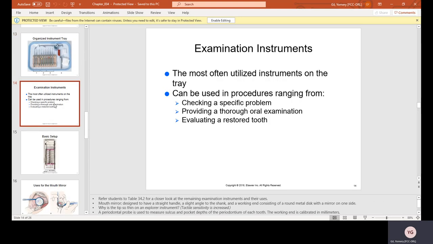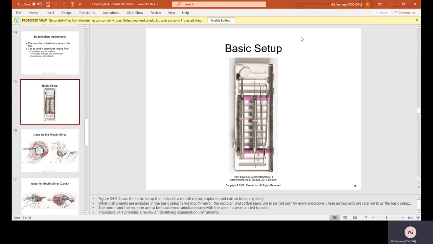So examination instruments are the most often utilized instruments on the tray. They can be used in procedures ranging from checking a specific problem, providing a thorough oral examination, to evaluating a restored tooth. So examination instruments are usually going to be a basic setup, and I'm pretty sure you've probably seen this in lab. A basic setup consists of a mouth mirror, an X-Pro, or an Explorer.